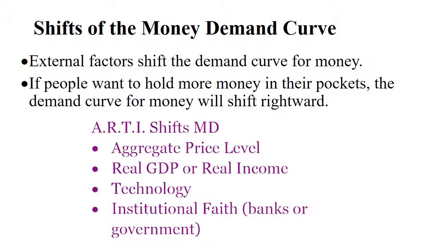But when you have ATMs and credit cards and online shopping and you can pay with your phone, all of those things are increases in technology, and they would decrease your desire to need cash if you can pay with all those other methods. And then I stands for institutional faith. The institutions in question are banks and the government.